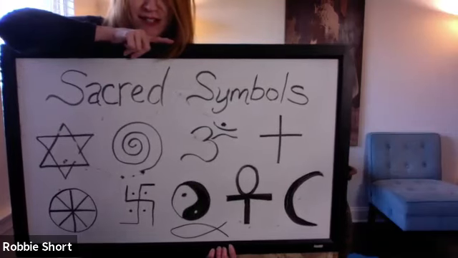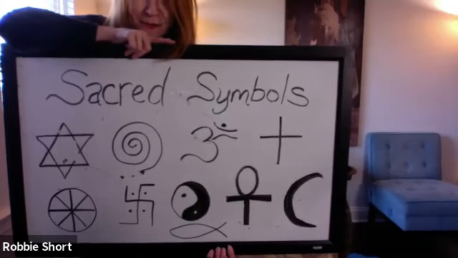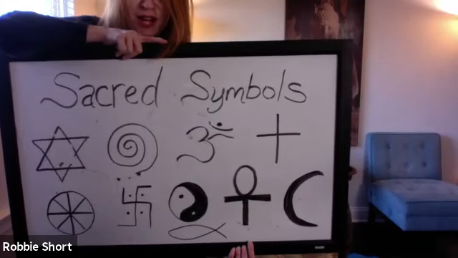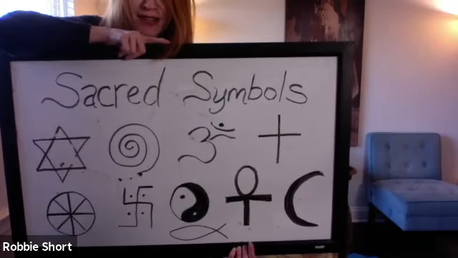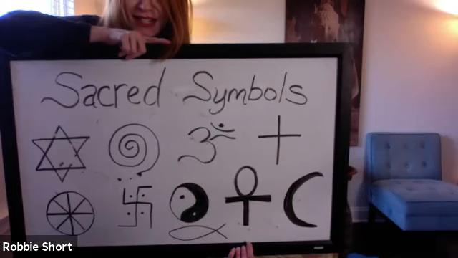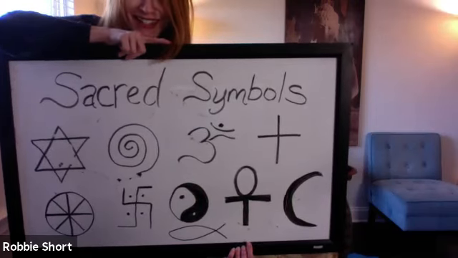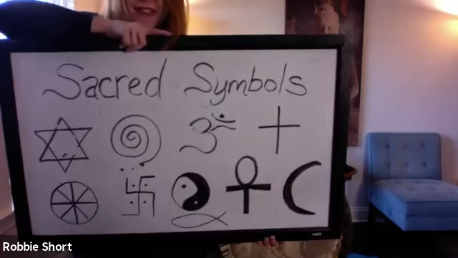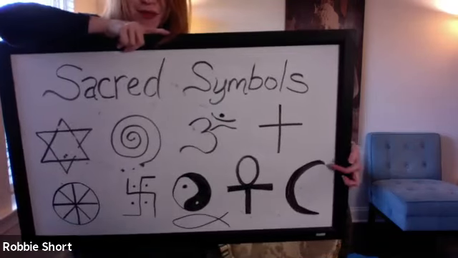Notice how it does look similar to a key. And it also represents the afterlife. So you'll see this in Egyptian hieroglyphics, but this symbol predates the Egyptians. And this was something that the Egyptians adopted. All right, and then we have the crescent moon.